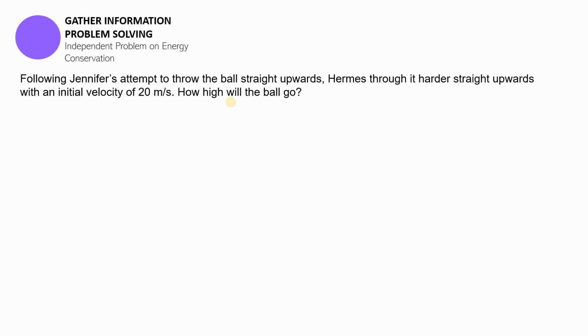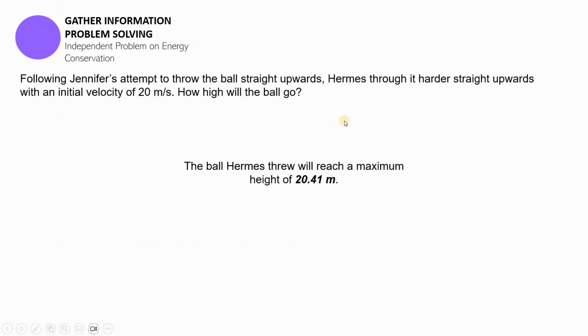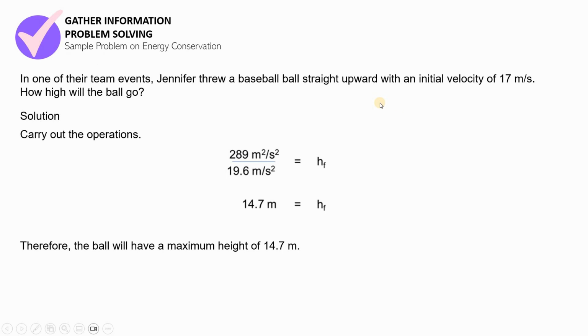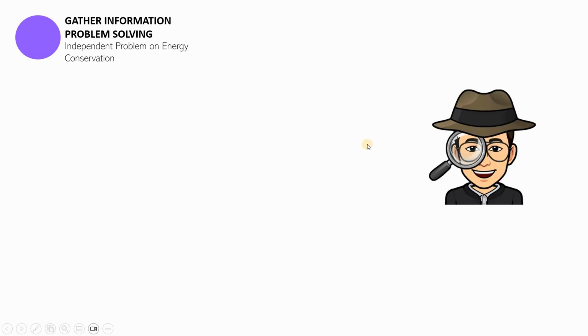Are you through? All right. Your answer is supposed to be 20.41 meters. So it's obviously quite higher. Is it quite higher? Yes, it's a lot higher, compared to the previous case with Jennifer, who was only capable of throwing it with an initial velocity of 17 meters per second. This time it's 20. That's why it also went higher. All right, this session is actually quite fast, isn't it?